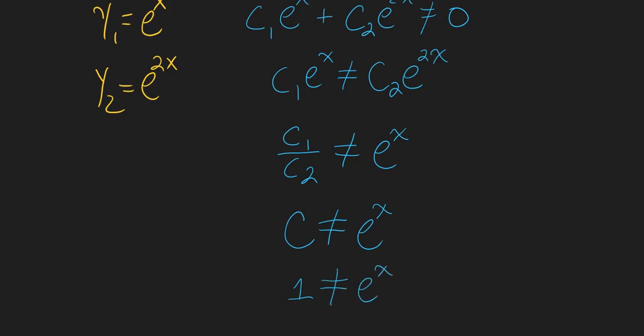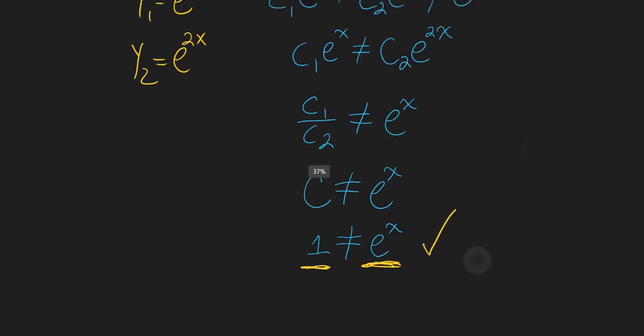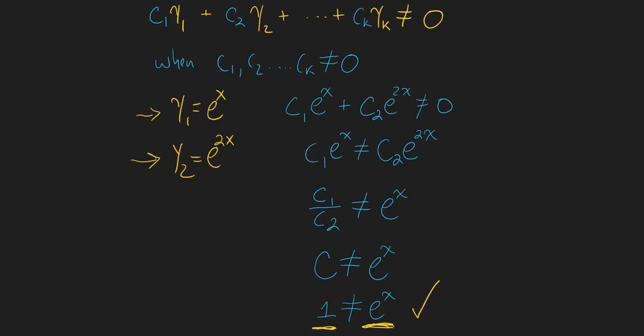And this is true because obviously e to the x is a function of x, which changes as we change our input of x. And on the left-hand side, we just have a constant. And obviously these are not equal to each other. So those two functions, e to the x and e to the 2x, would be linearly independent.